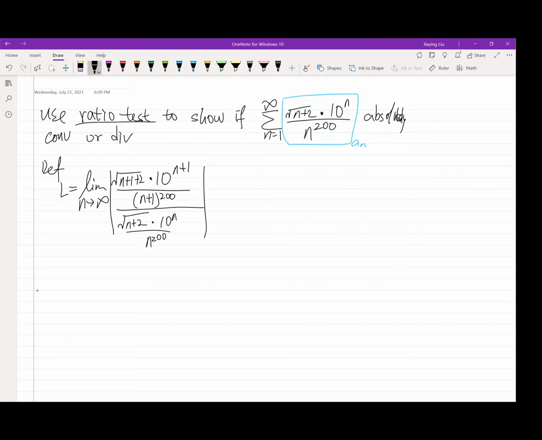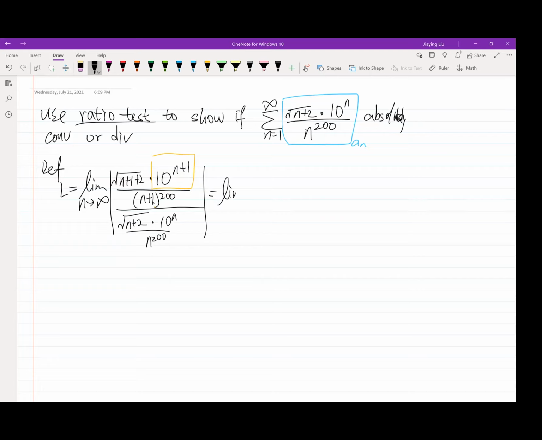The next step is to simplify anything that we can simplify, like multiply by the reciprocal or split terms. For example, here we have the 10 to the n plus 1 term, which we can separate as 10 to the n times 10, right? We can do that. Now, be careful, the square root part we cannot separate. We can just write it as n plus 3, we cannot separate that. Same thing in the denominator when we have n plus 1 to the 200, we cannot separate that. We just have to leave it the way it is.